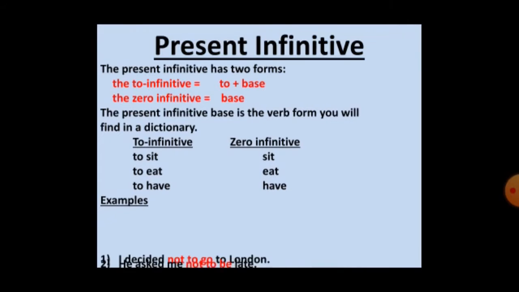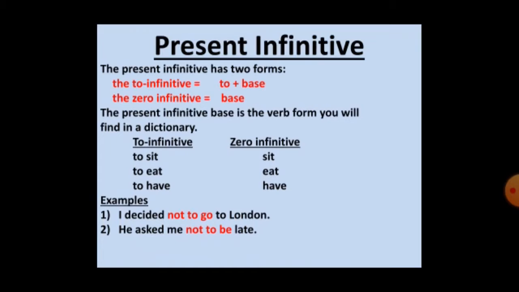Okay students, for example, in the first two examples you see to infinitive: I decided not to go to London. So in this sentence students, decided is the main verb, but after that you see to go. When you put negative, so we put what? Not first. I decided to go to London, or I decided not to go to London. So to go is what? Infinitive form in present here, and in the second, he asked me not to be late. Okay, to be is also here present infinitive, which comes with verb to.